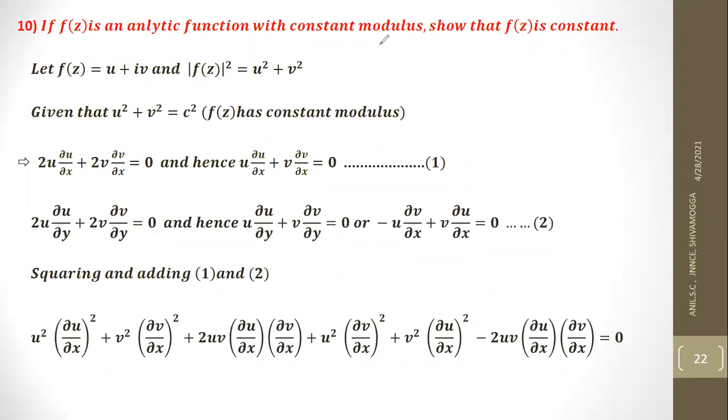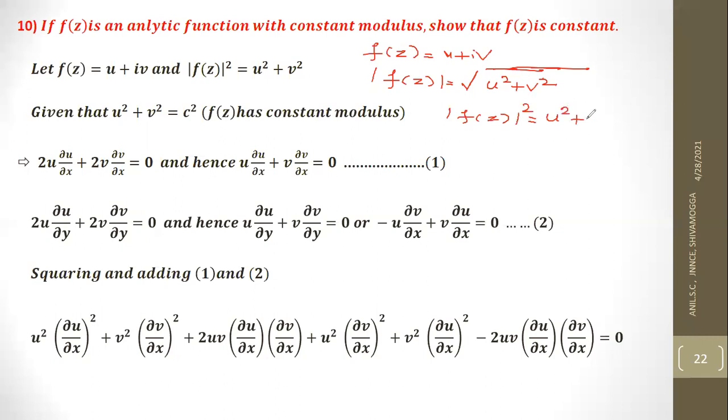f of z is a complex valued function, u plus iv. Therefore, modulus of f of z is equal to square root of, what is modulus of u plus iv? It is square root of u square plus v square. Therefore, mod f of z whole square is equal to u square plus v square.